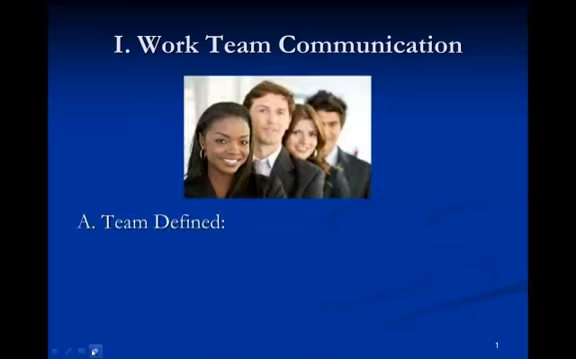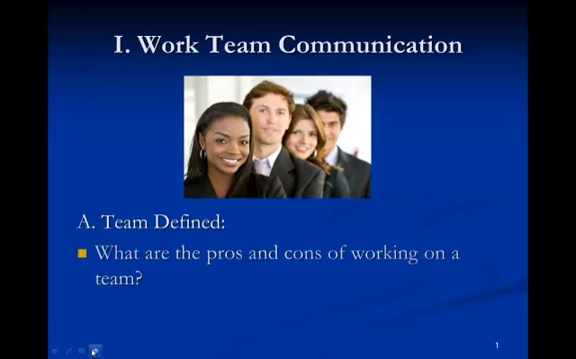First of all, what I would like to do is simply look at the definition of a team. A team is defined as a group of individuals who work together to accomplish a common objective. Once again, that's a group of individuals who work together to accomplish a common objective. So they're gathered together for a reason. There is a purpose involved.